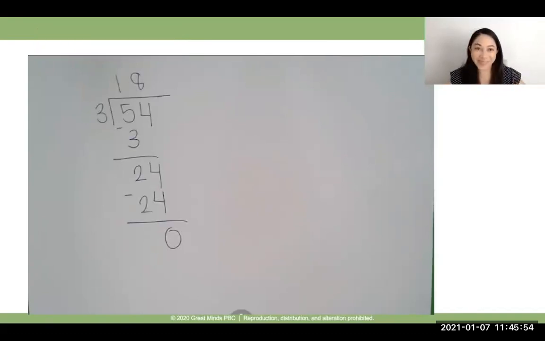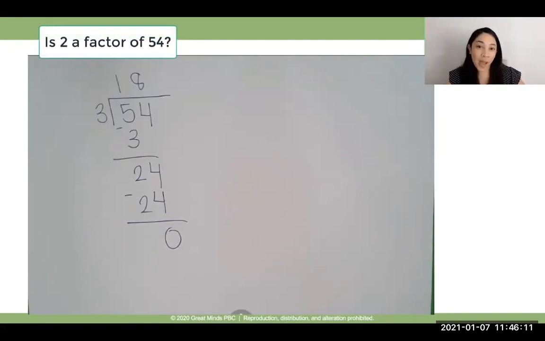What did you notice? The quotient of 54 divided by 3 is 18. There is no remainder, which means 3 is indeed a factor of 54. How can we determine if 2 is a factor of 54? We can divide like how we did for 3. Let's go ahead and pause again, and I'd like you to solve if 2 is a factor of 54 using division.